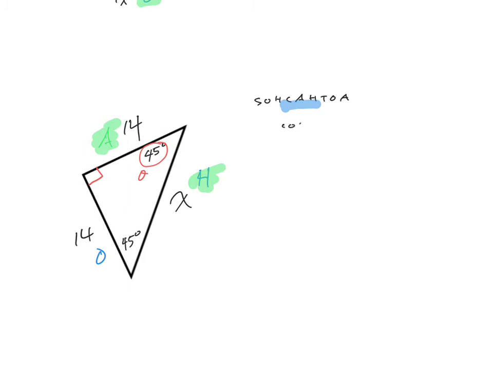Now we're going to write cosine of theta is equal to A over H, and we're going to substitute accordingly. In this case, we've got cosine of 45 degrees is equal to 14 over x. Now we're going to take a look at this ratio and change it into a decimal. You change it into a decimal and you get 0.7071 is equal to 14 over x. Now we're going to change this into a fraction. Then we're going to cross multiply.